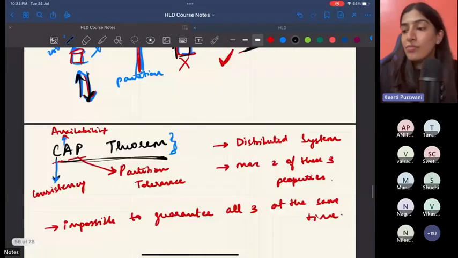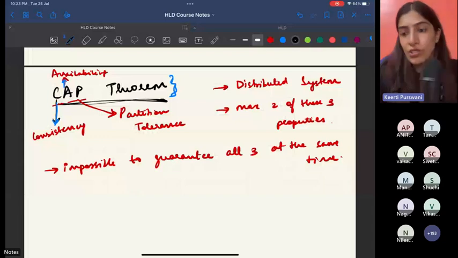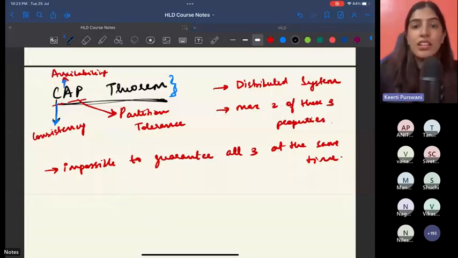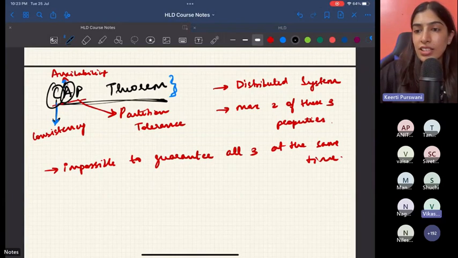You can have a maximum of two of these three things: consistency, availability, and partition tolerance. Okay. Now, my question to you guys is, can we have, say, consistency and availability in any system?